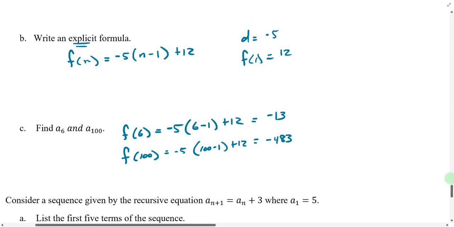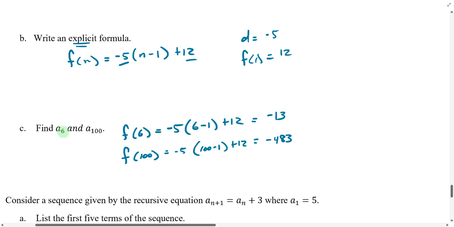All right, explicit formula. So the explicit formula, we need two key pieces of information here. We need the common difference, and we need the first term. All right, so common difference and first term get plugged in here and here to the format that I've shown you before, and that builds our explicit formula, or the explicit equation.